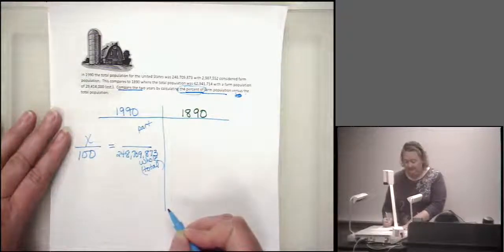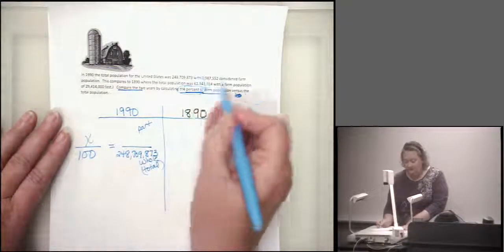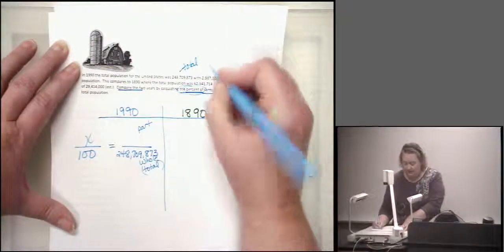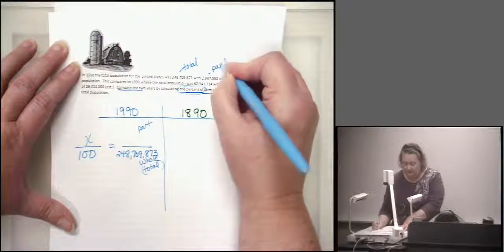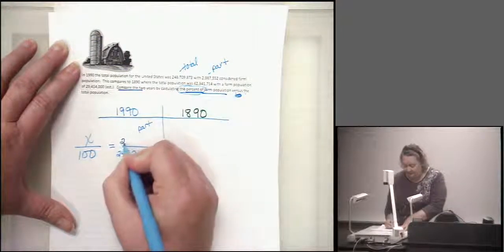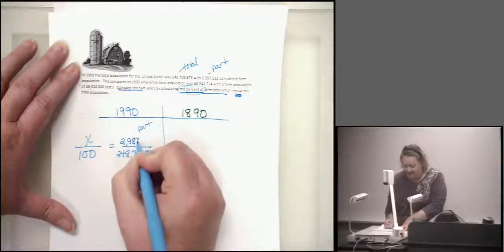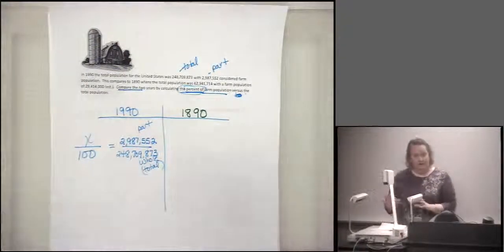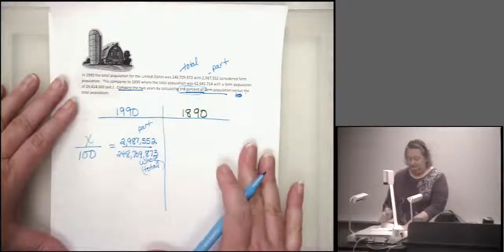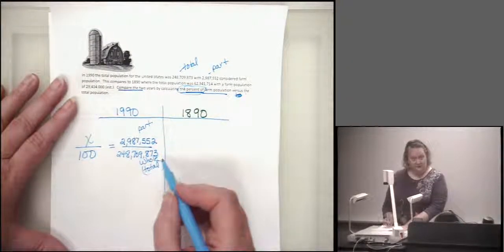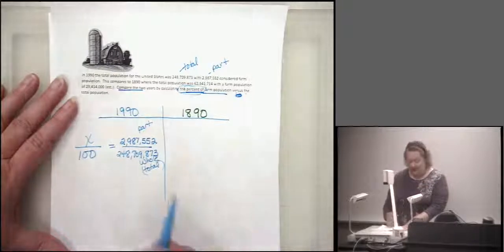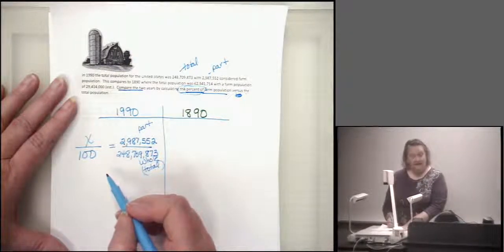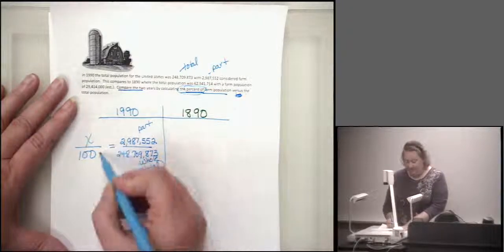248,709,873, and the part would be the farm population. That would be the total, and that would be the part. And that would be the 2,987,552. Okay? Now, we don't want to get confused here with all the numbers. So we write them down carefully and just write them. But once we've got that, we then just cross multiply and solve like any other proportion.